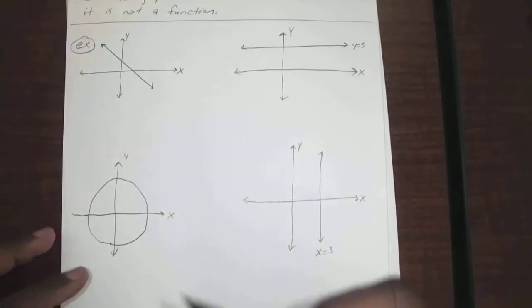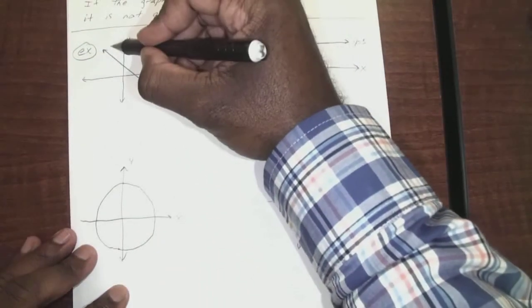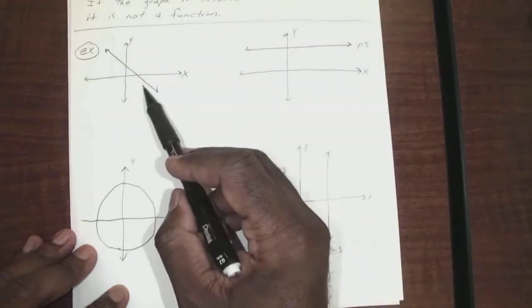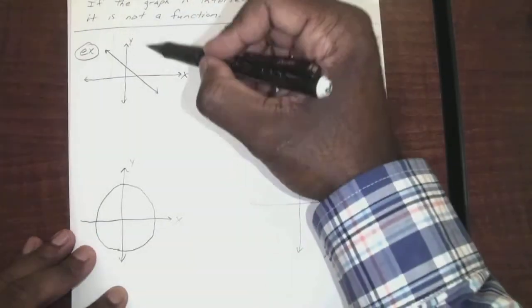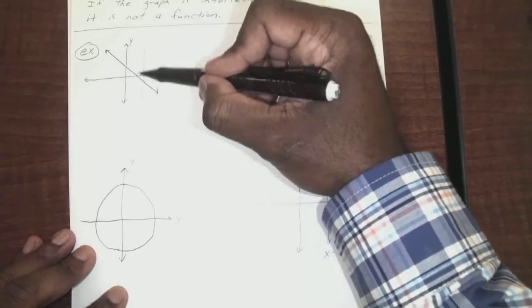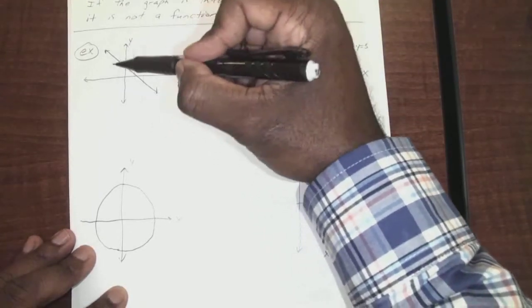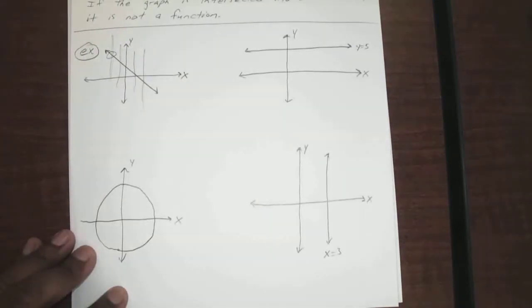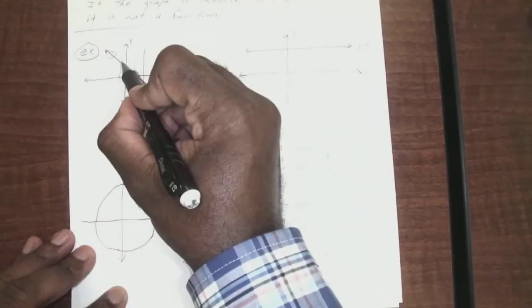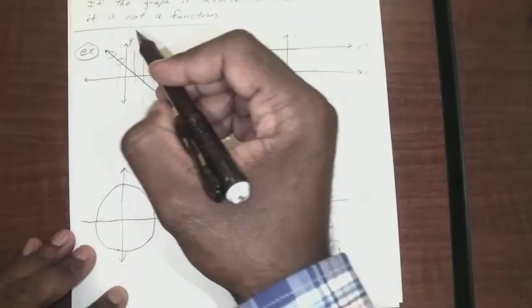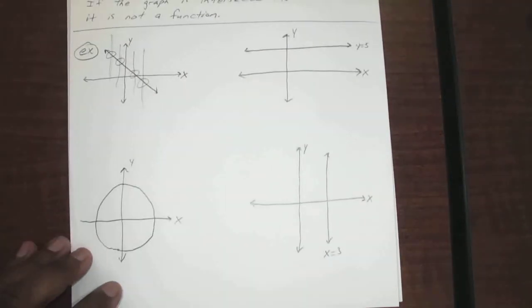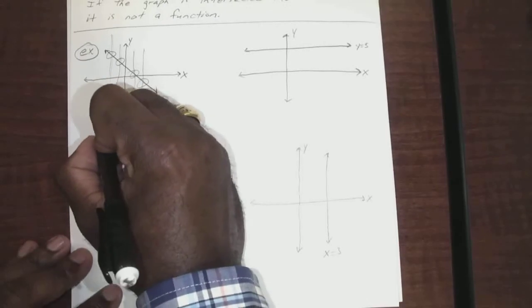Now here, if we draw vertical lines, no matter where we draw a vertical line, it'll only cross that graph one time. Let me make that a little bit darker. If you notice here, it only crosses the graph once. So no matter where you draw a vertical line, it only crosses one time. So it is a function.